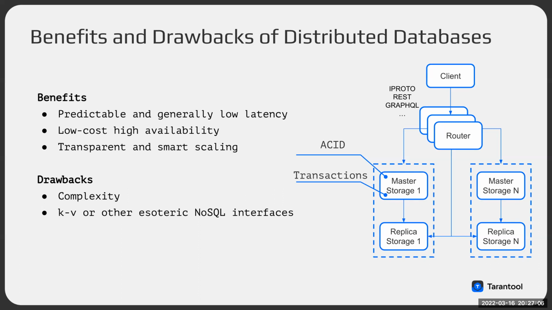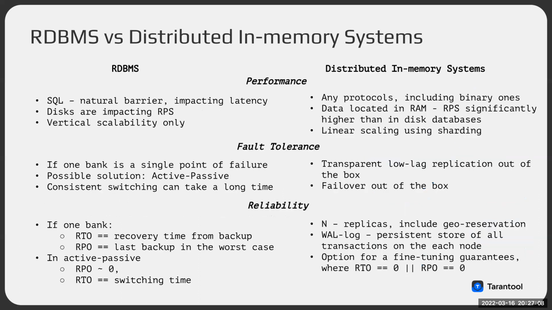Moving next, let's sum up all the differences between typically single instance relational database systems and distributed in-memory systems. Let's judge them according to three main areas, namely performance, fault tolerance, and reliability. First of all, what can be said in terms of performance? Of course, there is a difference.